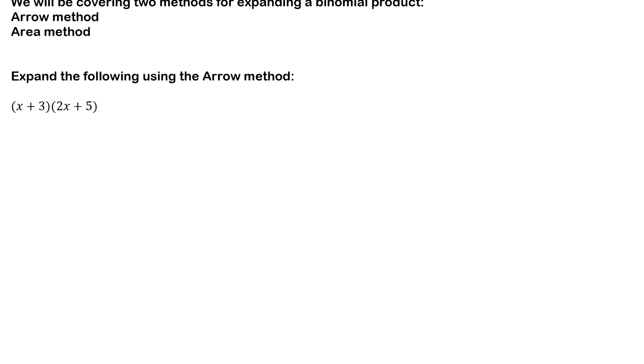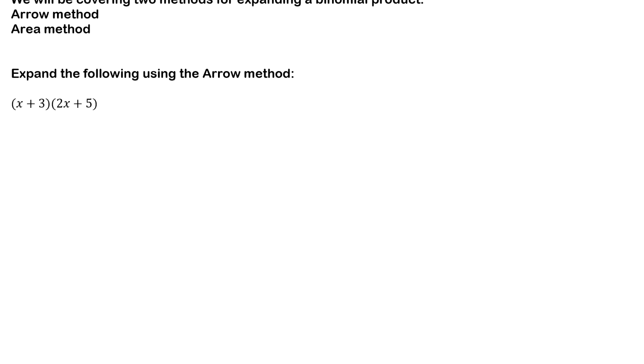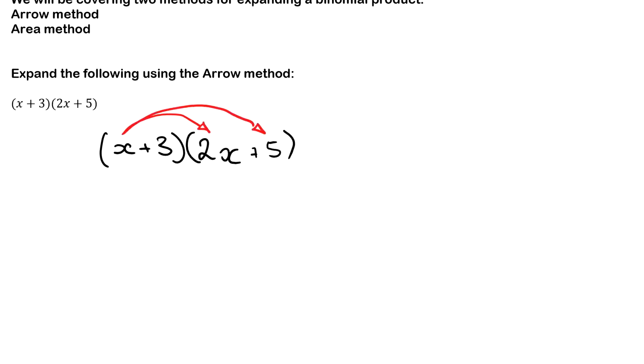So the first one we're going to look at is the arrow method, and as I always like to do, I'm going to rewrite our expression bigger. The next thing you want to do is draw your arrows. So you need to draw each of the front two terms, need to multiply by everything in the back. So on the top, we're going to have x times 2x and x times 5. On the bottom, we're going to have 3 times 2x and 3 times 5.